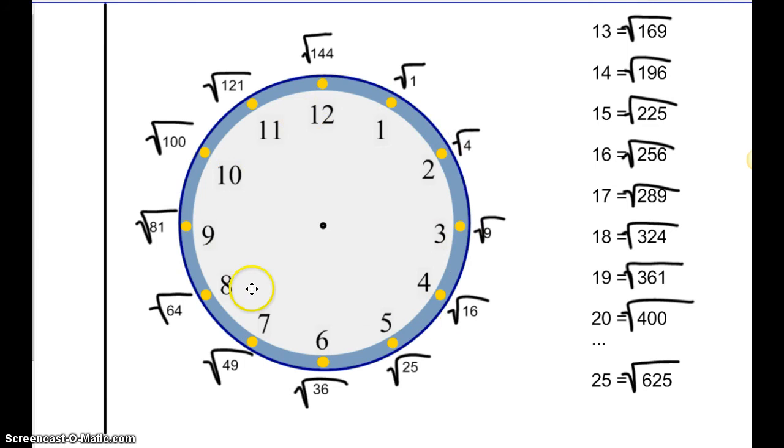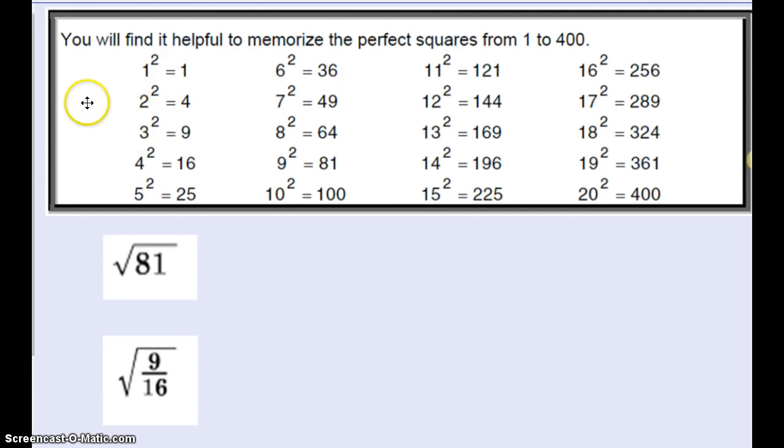I really like this picture because I'm good with clocks. I can look over at the clock and just see those numbers around it. Here's another way to write it. You could do 1 squared equals 1, 2 squared equals 4. You can choose to write these down or not.